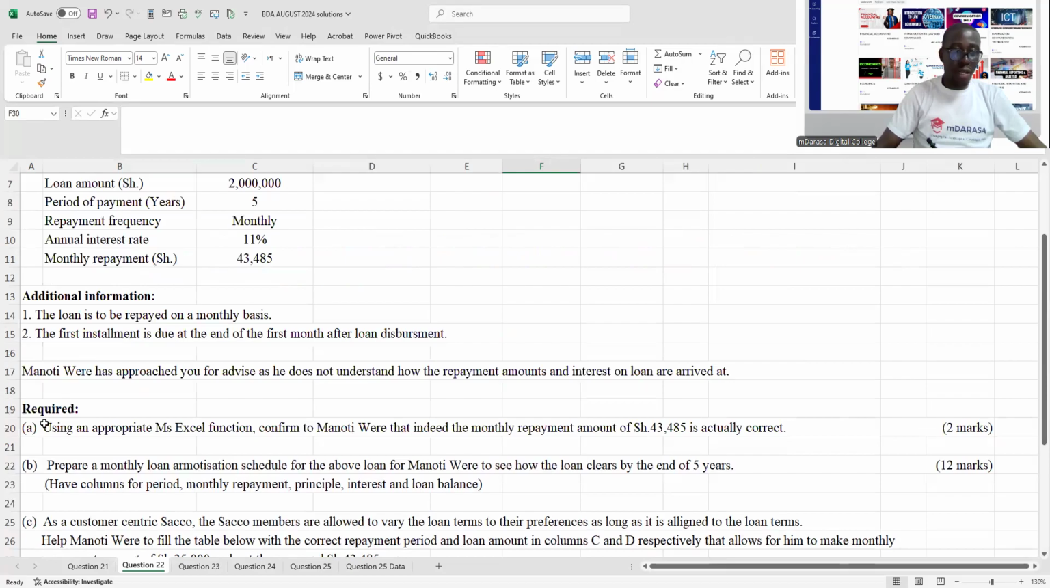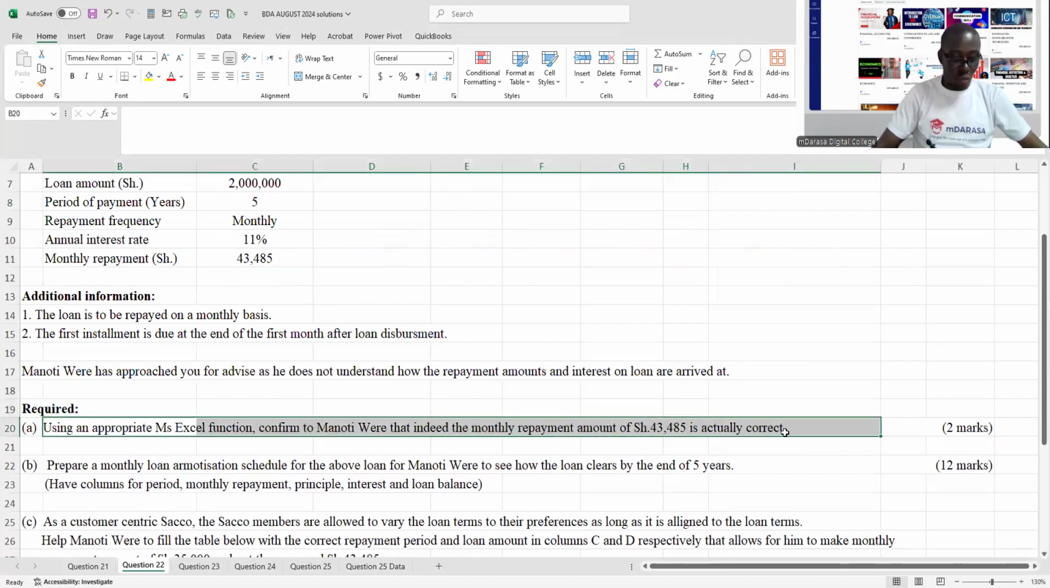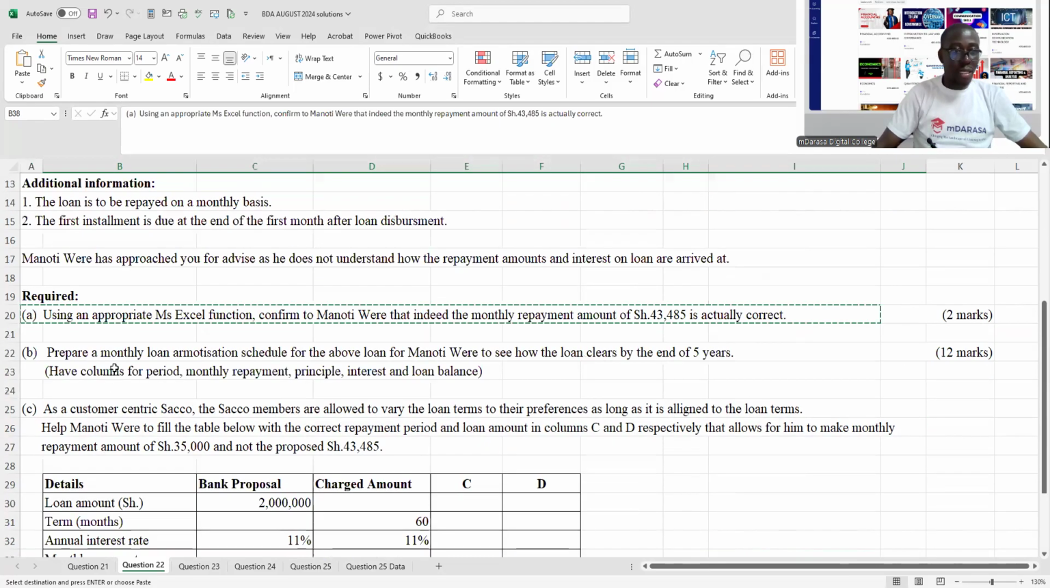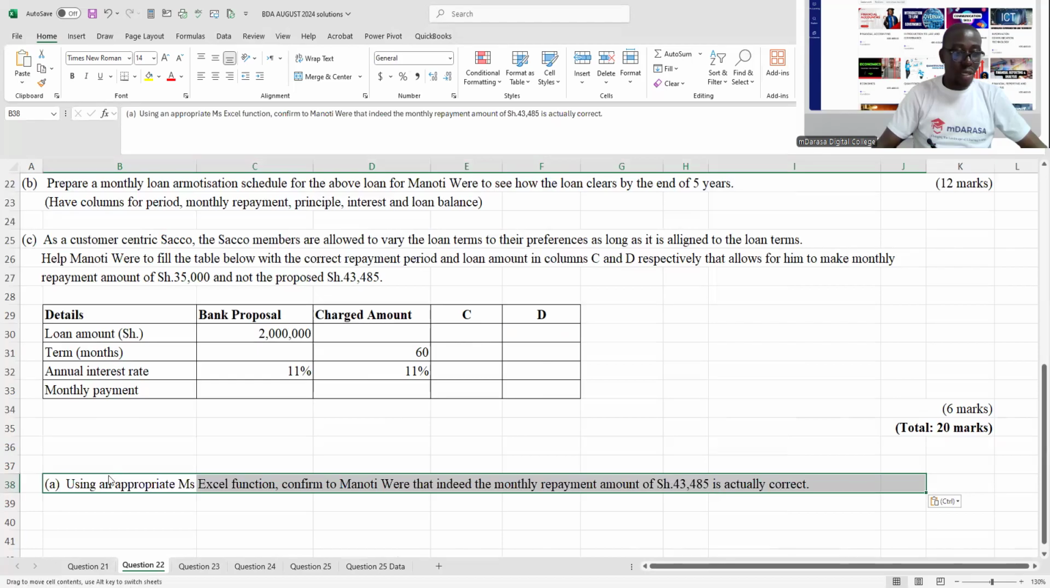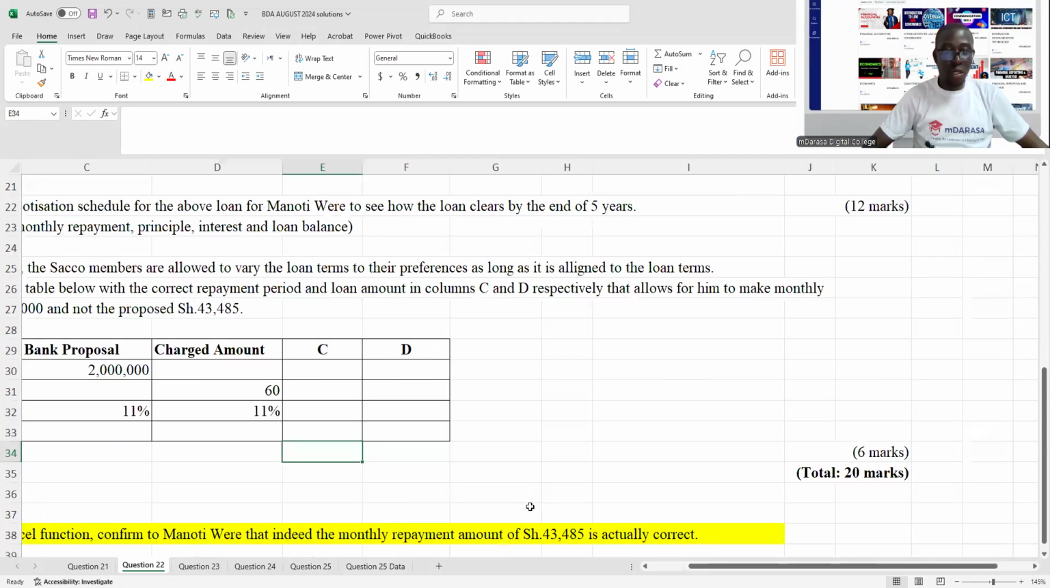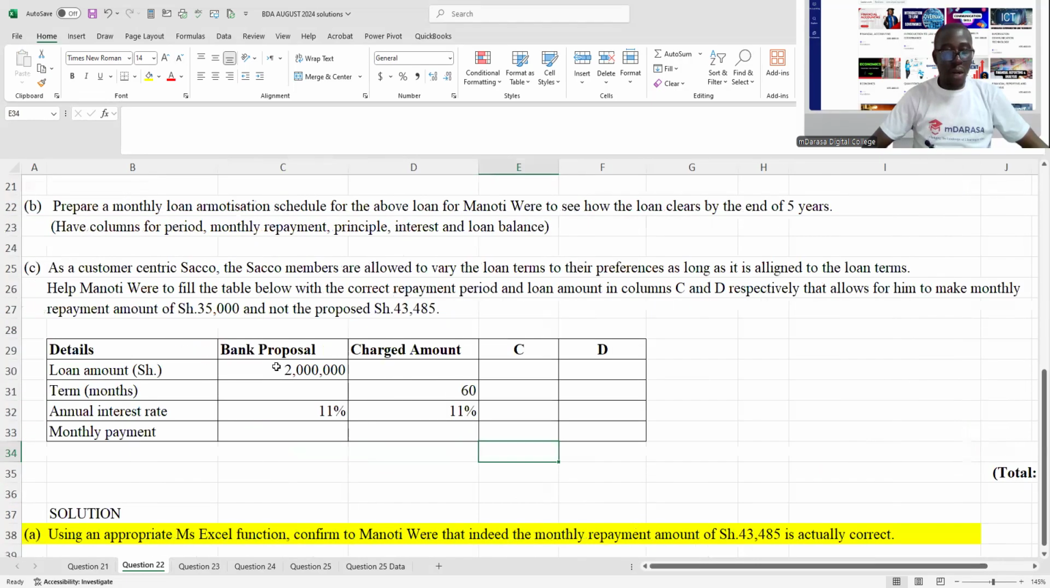Of course, you're going to start with the first case, where you're asked to confirm to Were that whatever he was given is actually the case. So the task here is simply to confirm to Were that what he was given is the case. So this is the solution. First case, we need to confirm to Were that what he was given is actually the correct value. How will you go about it?